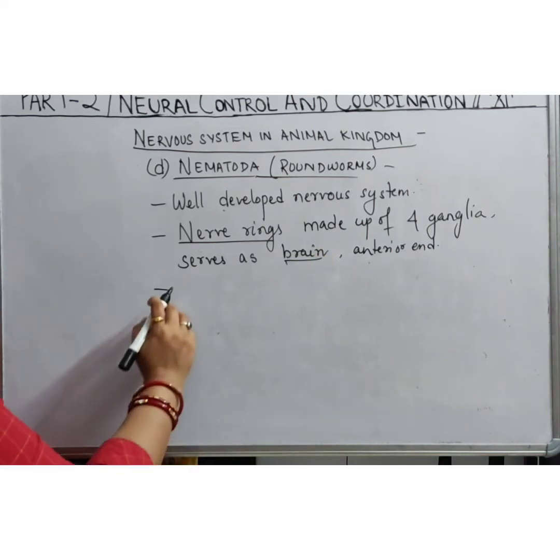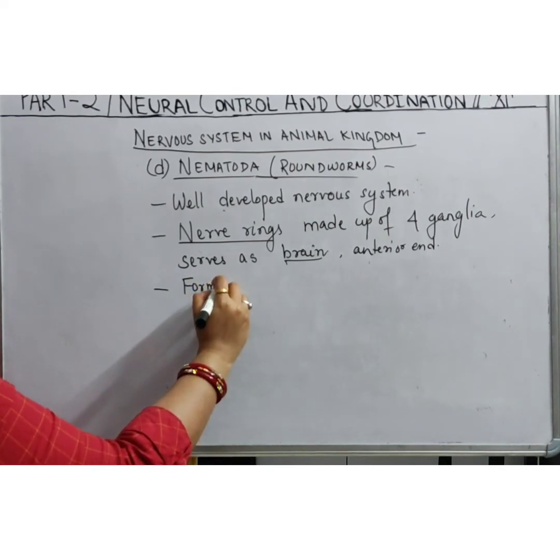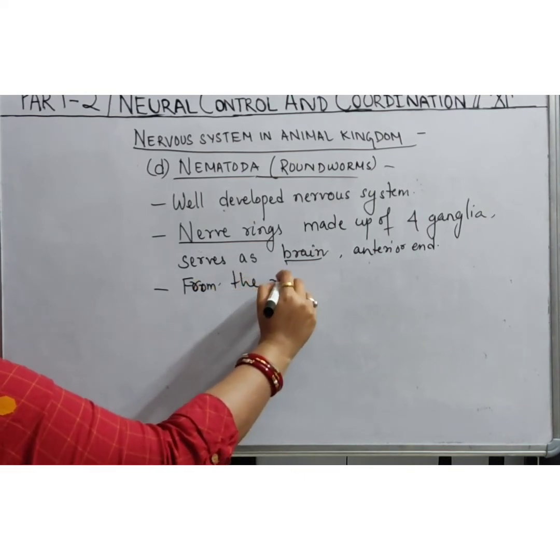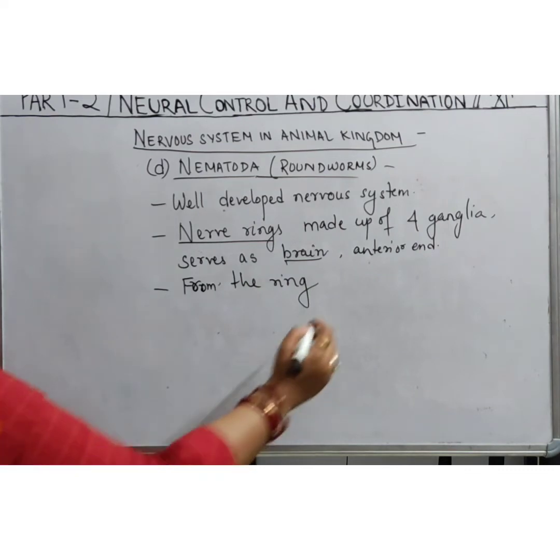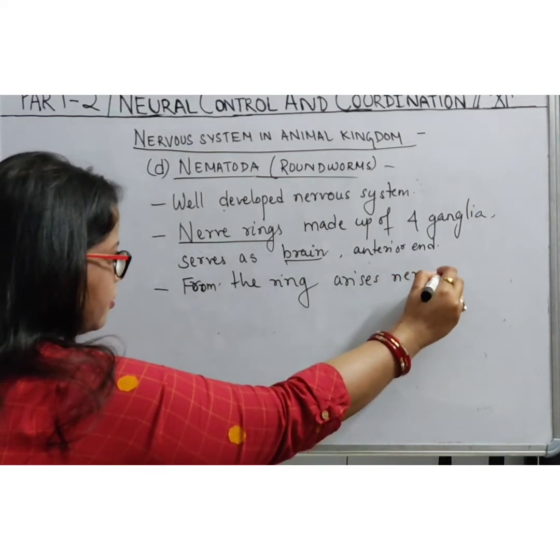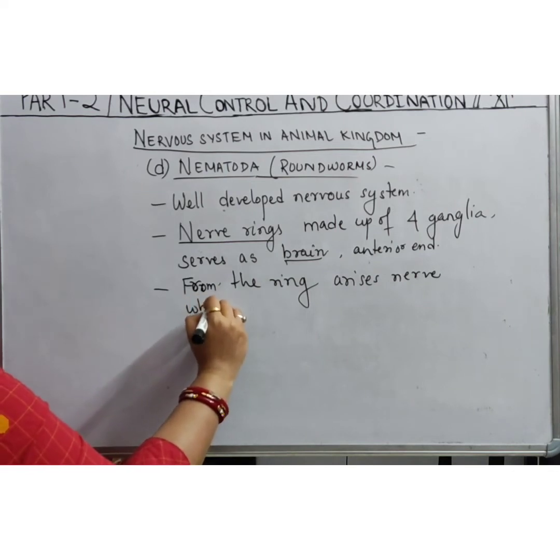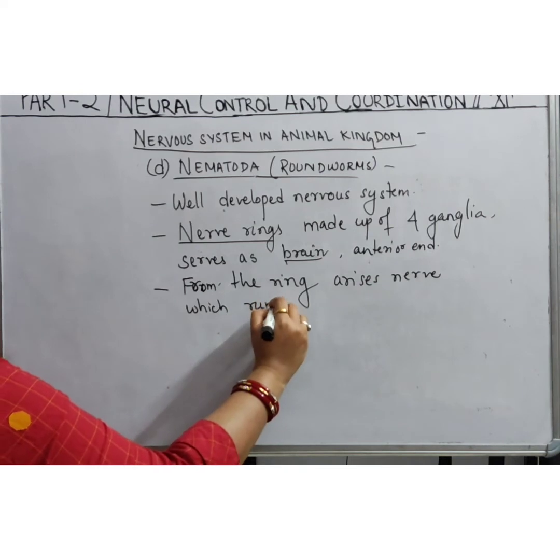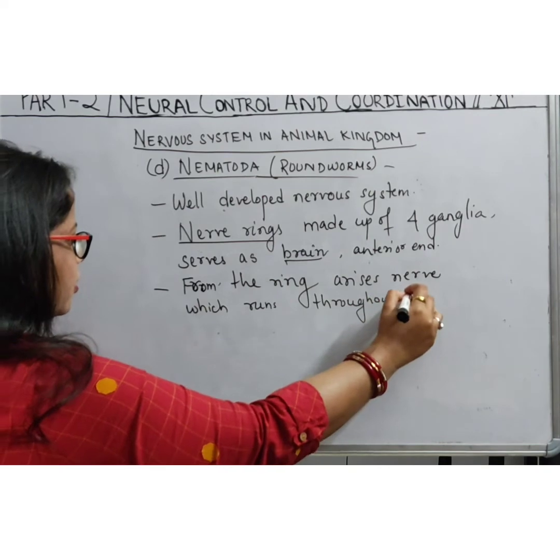And from this ring arise nerves. There are certain nerves which arise from the ring and run throughout the length of the body.